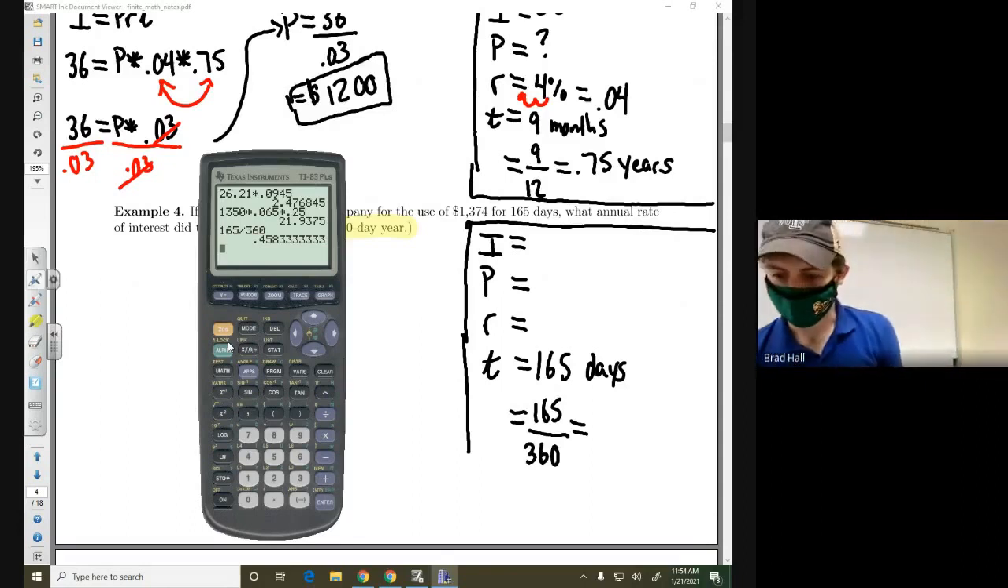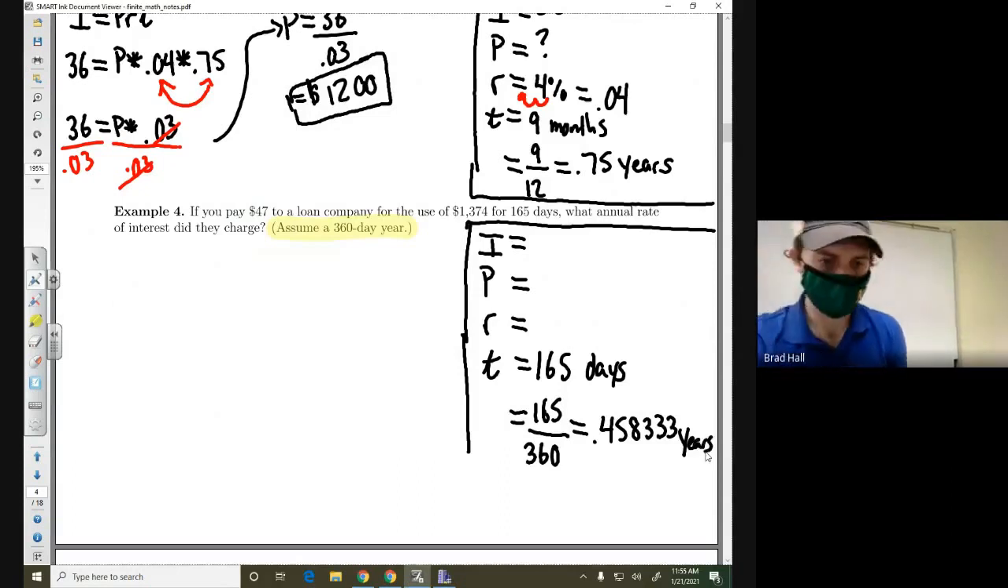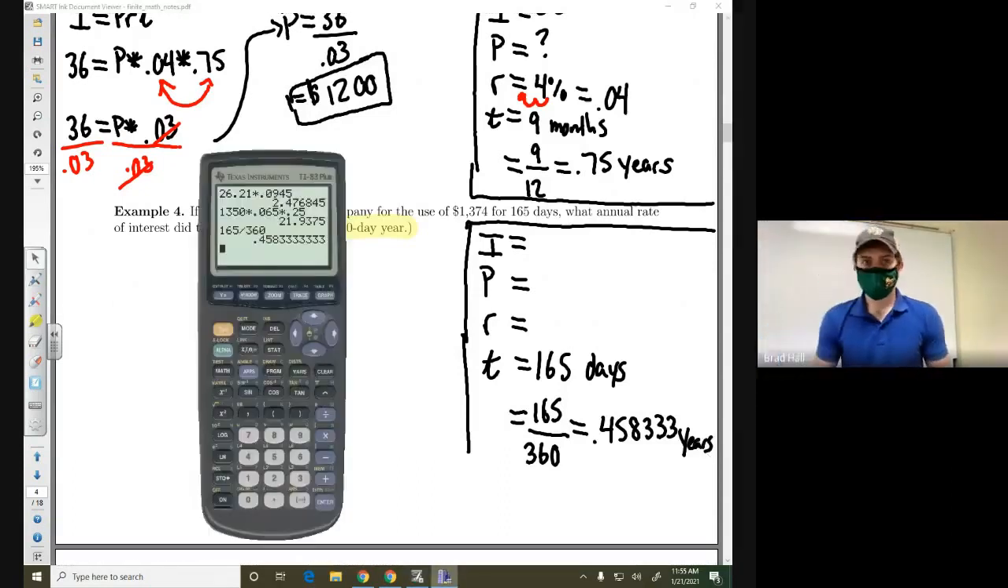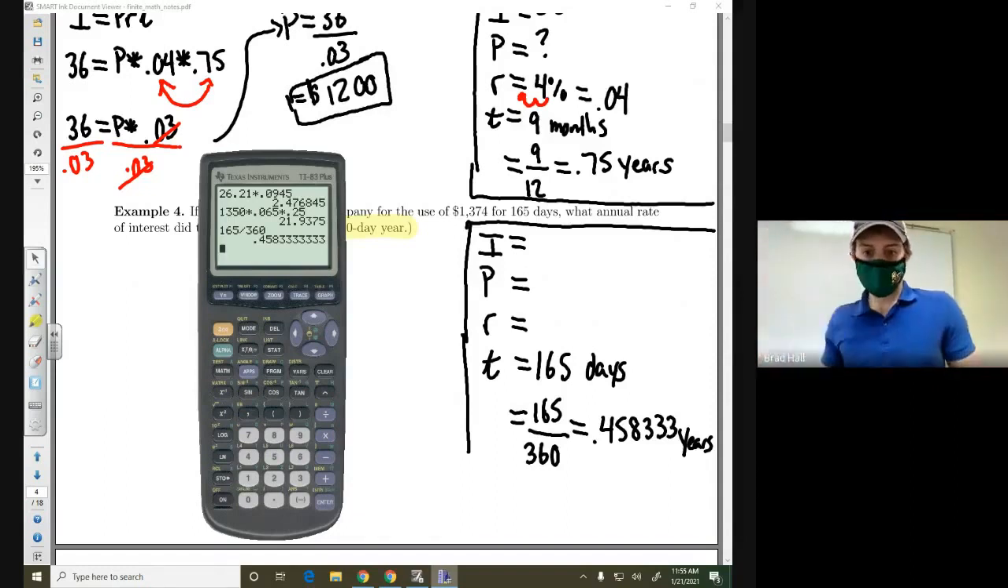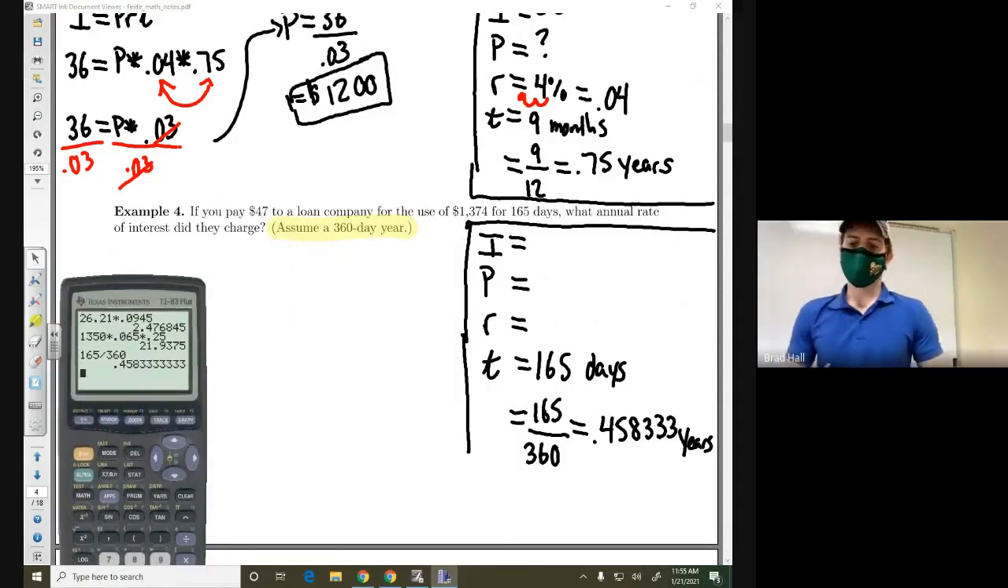So I'm going to use 0.45833 years. Oops. I generally use 6 decimal places. Probably 5 would work as well, or you can use every single value there if you want. It doesn't matter. But with that, putting that aside, let's figure out the other values.